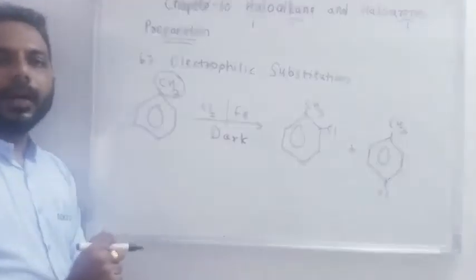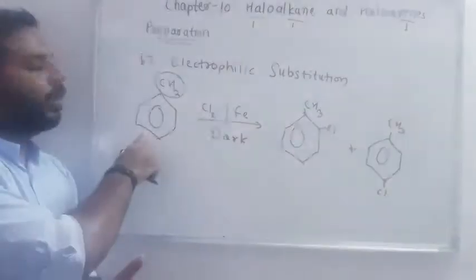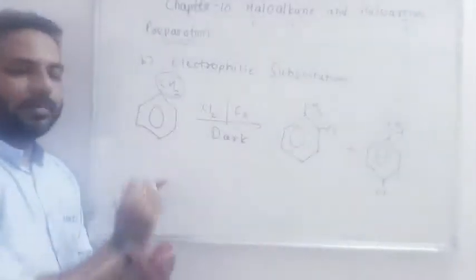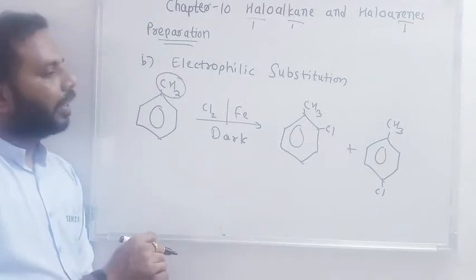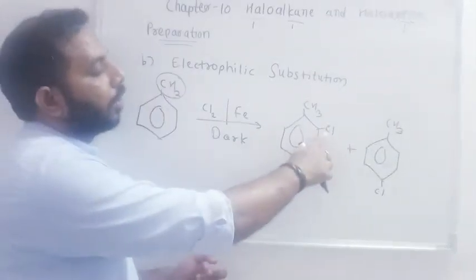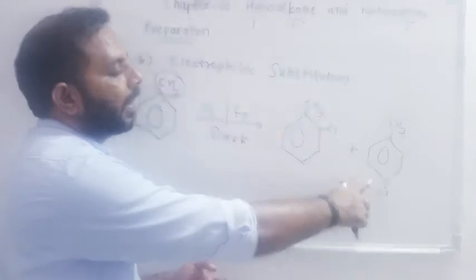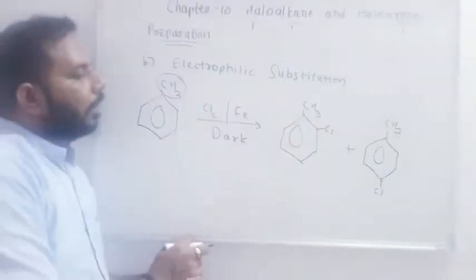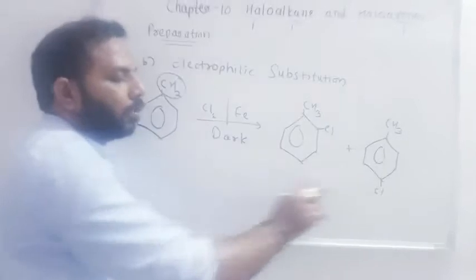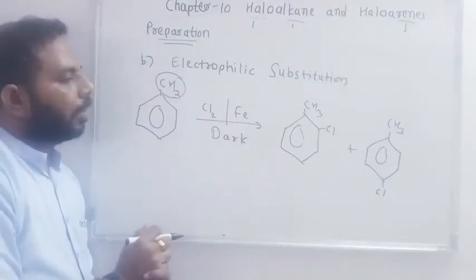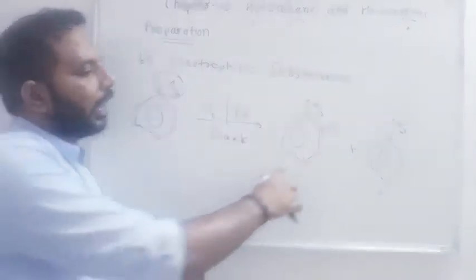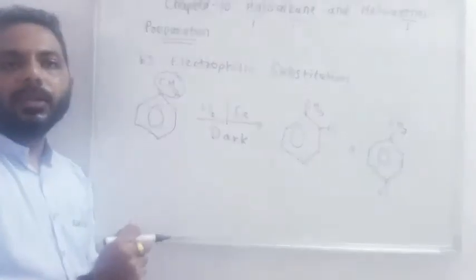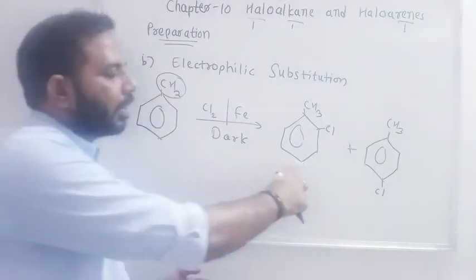Again, toluene reacts with a halogen like chlorine in presence of either Fe or FeCl3. Then we will get two products, orthochlorotoluene and parachlorotoluene. So we will get ortho and para, two separate products, because the methyl group is ortho-para directing, and these two products can be separated easily because they have different melting points.